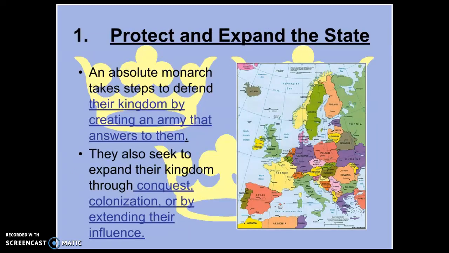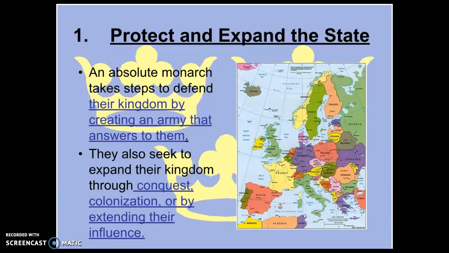All right, so the first is to protect and expand the state. So you're going to write that in the first area there. An absolute monarch takes steps to defend their kingdom by creating an army that answers to them. So that means they are having the military answer to them when they're having wars or when they're trying to protect the country. They also seek to expand their kingdom through conquest.